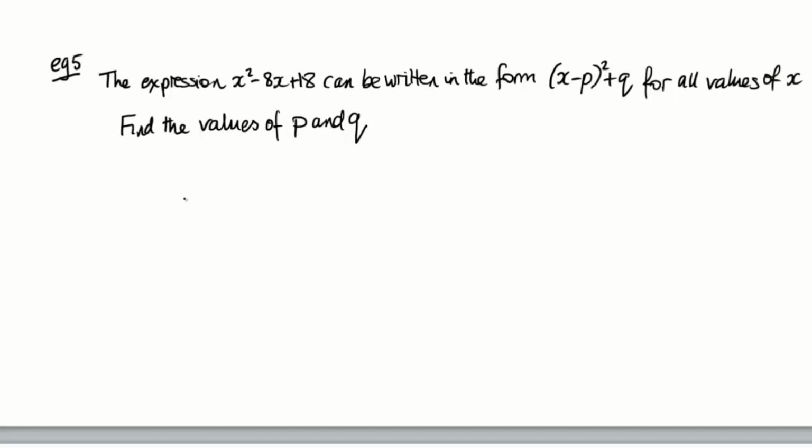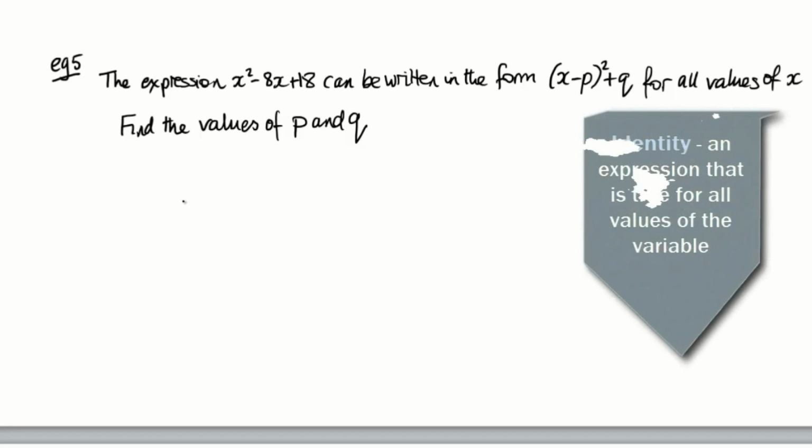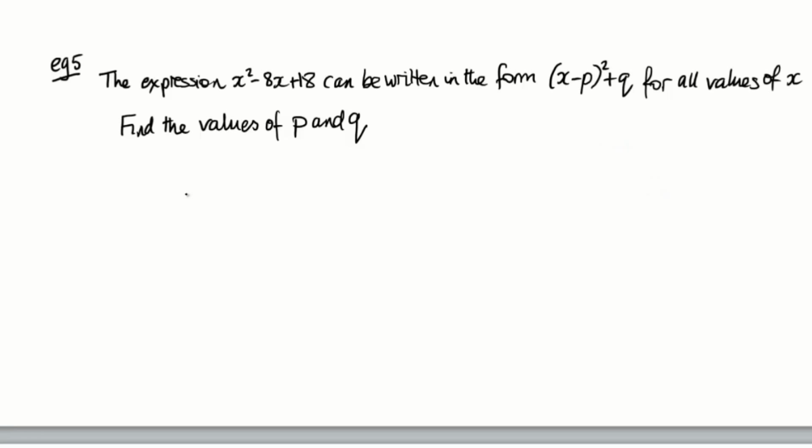Let's have a look at another style of question then. Still the same topic, it's just worded slightly different, and this is often the wording in a question at AS. The expression x squared minus 8x add 18 can be written in the form x minus p all squared plus q for all values of x. For those of you that are interested, that's what's referred to as an identity. Find the values of p and q. So without saying it specifically, it's saying complete the square on x squared, take away 8x, add 18.